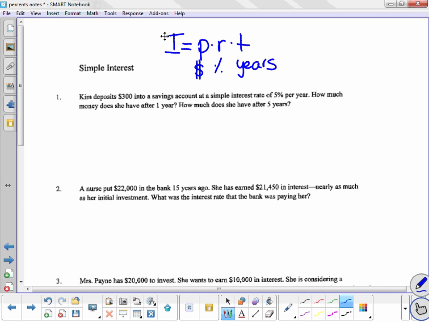Number one, Kim deposits $300 into a savings account at a simple interest rate of 5% per year. How much money does she have after 1 year? How much does she have after 5 years? So our principal is $300 times the rate of 5%. You keep in mind, though, 5% needs to be converted into a decimal to use it in the formula, times 1 year. You multiply this out, you get $15.